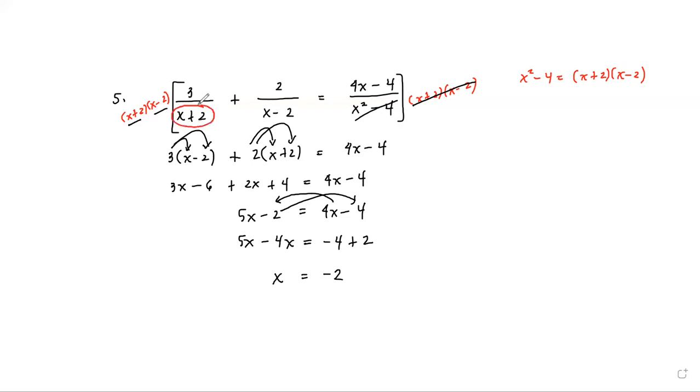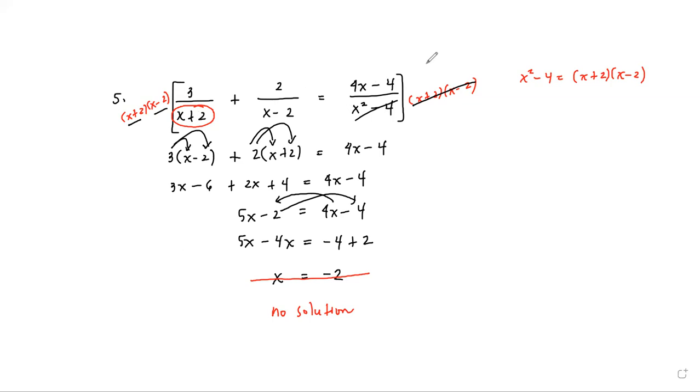negative 2 will make x plus 2 equal to 0 because negative 2 plus 2 is 0. So that means x equals negative 2 cannot be a solution of this equation. So in this case, we can conclude that there is no solution to this particular equation.